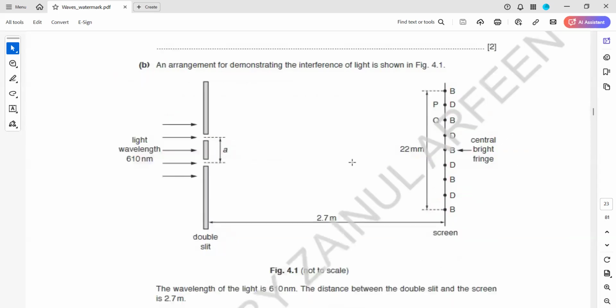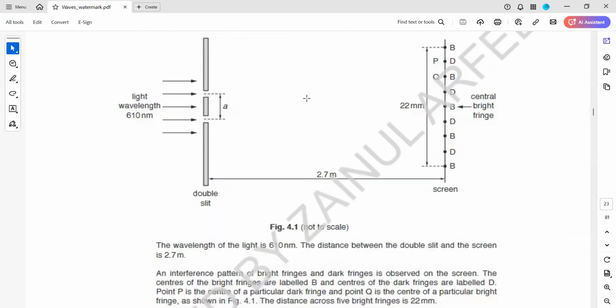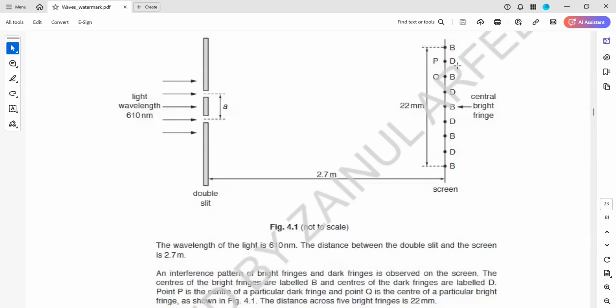The arrangement demonstrates interference. This is again a double slit. You have bright and dark fringes. This D is given. The 22 millimeters is the space between how many consecutive fringes? Like this is 1, 2, 3, 4. So this is actually equal to 4x, because each is x. So 4x is 22, so x will be equal to 22 divided by 4. That will be x. This D is given. Wavelength is also given. So you can work out A.